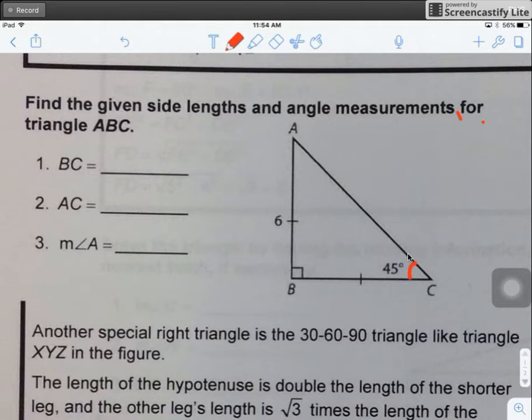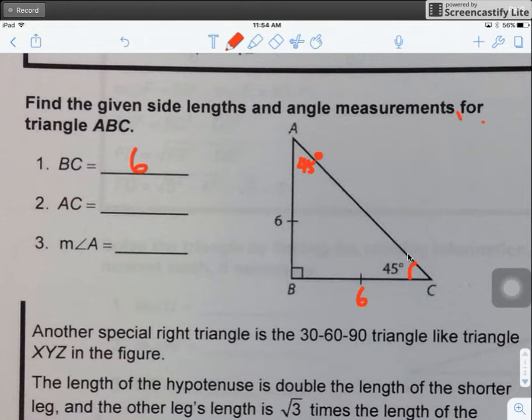Number 1, it says, what is the length of BC? So we're looking for BC, and we know that this is a 45, 45, 90 right triangle. So BC is actually going to be, because it's isosceles, the same length as AB. So the length of BC is 6 units.